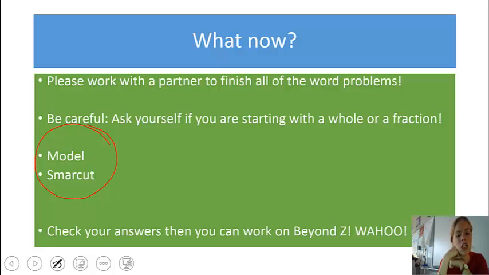Lastly, check your answers and then you can work on your Beyond Z work, which might be a little bit trickier, but I know I have some zesty Kipsters up for the challenge.